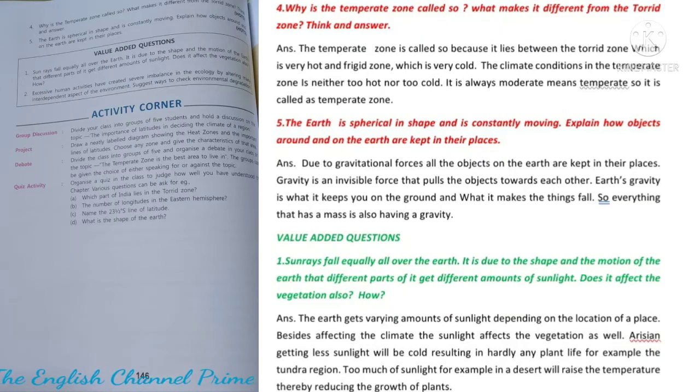So besides affecting the climate, the sunlight also affects the vegetation. A region getting less sunlight will be very cold, resulting in hardly any plant life, for example, the tundra region. Too much sunlight, for example in a desert, will raise the temperature and thereby the growth of plants will be reduced. Done, children?